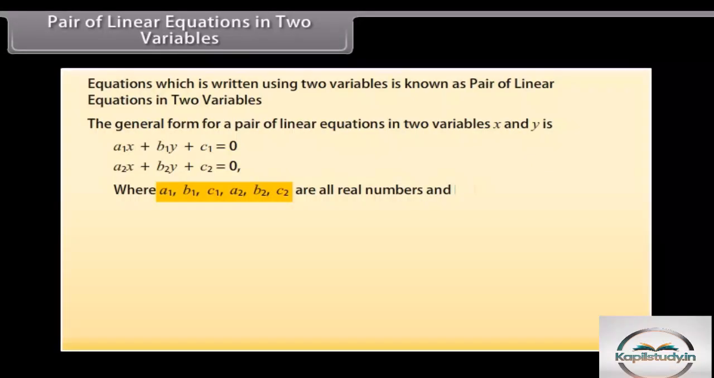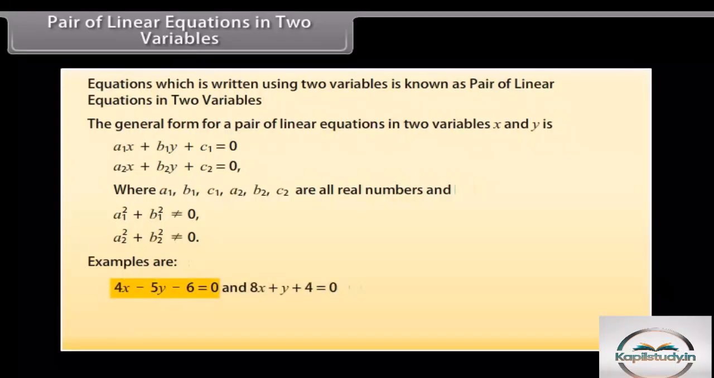all real numbers and a1 square plus b1 square is not equal to 0, a2 square plus b2 square is not equal to 0. Examples are 4x minus 5y minus 6 is equal to 0 and 8x plus y plus 4 is equal to 0. x plus y is equal to 12 and 7 is equal to y.